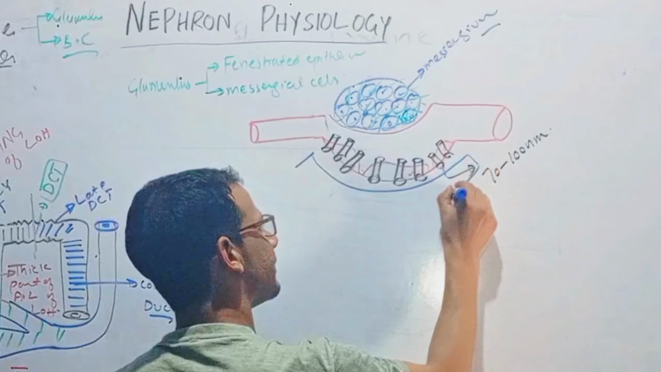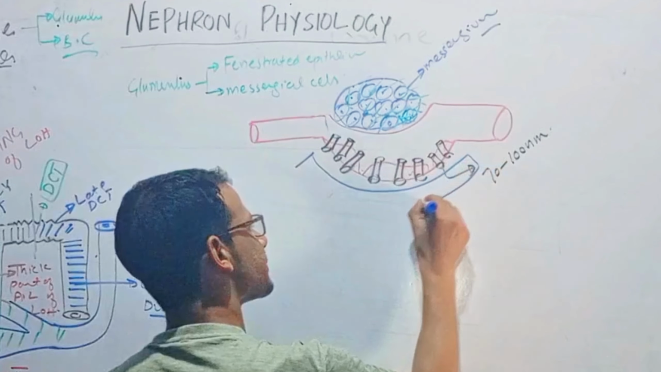So for example, this is the basement membrane. Which type of basement membrane? The glomerular basement membrane, because alveoli also have basement membranes and they are called the alveolar basement membrane.